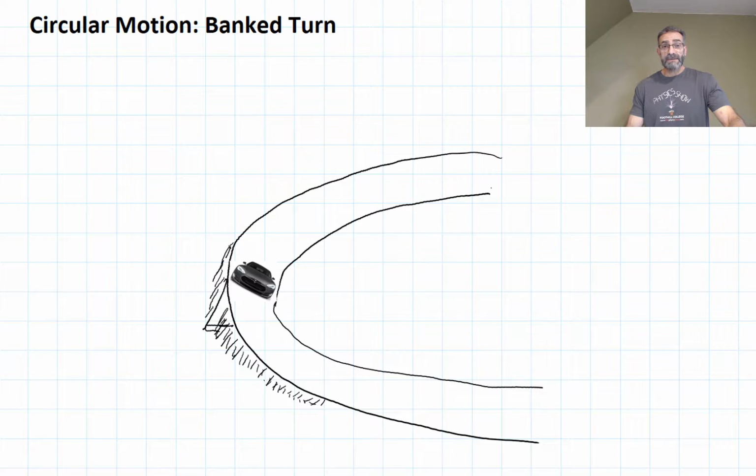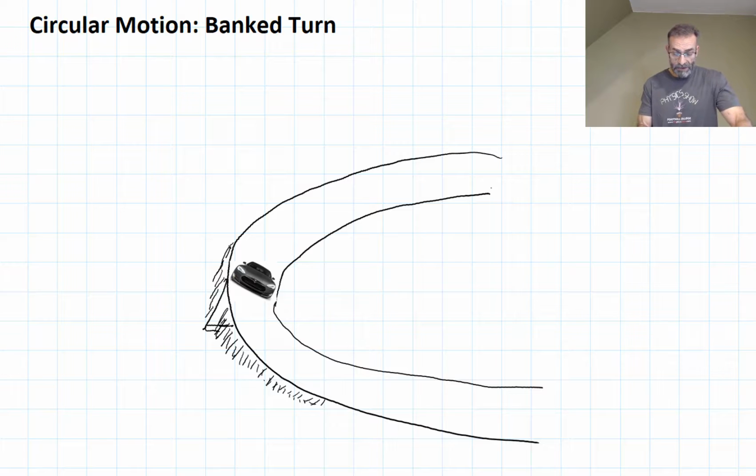Another interesting example of circular motion are banked turns, which we see all around us when we're driving, getting on and off of freeways, etc. We see banked turns all the time. Maybe you watch auto racing on TV, and the tracks have those banked turns that enable the cars to take the turn at a higher speed than they would be able to take the turn on a flat roadway. So let's examine this a little more closely.